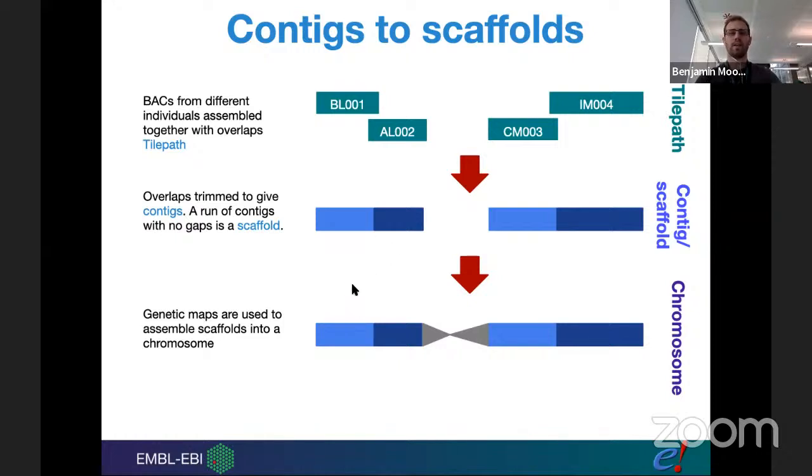And then finally, we take these scaffolds and we place them onto genetic maps to work out their position relative to one another and their orientation to build our final chromosomal sequence. This is not work that's done by Ensembl. This is work done by the research groups that sequence the genomes. And this is the sort of data that they deposit into the publicly available archives that Ensembl can see and access.